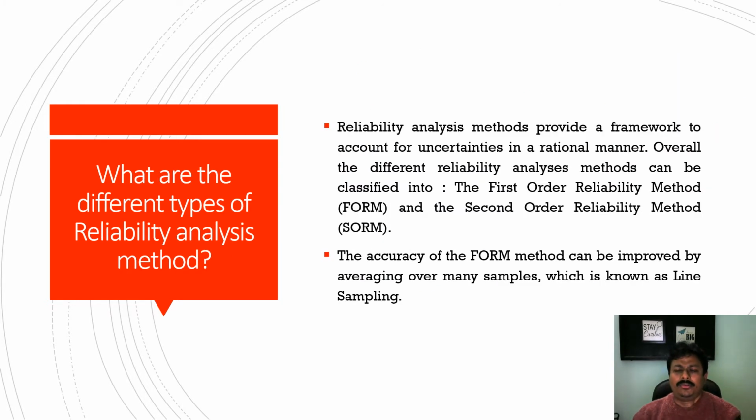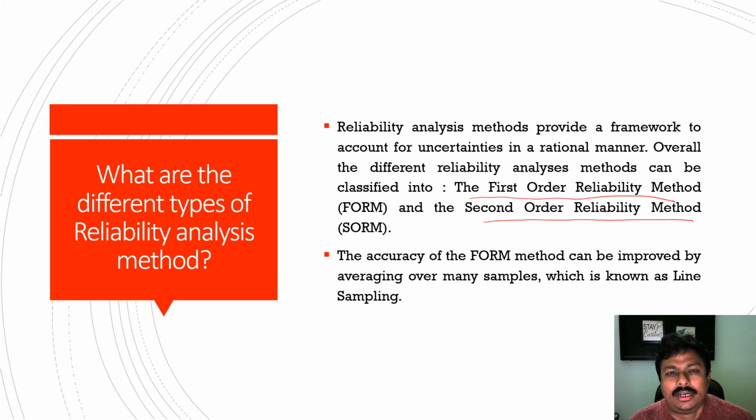Right? Now, other than all those four methods that I have already discussed, test retest, then inter-rater consistency, then split-half reliability, then rating reliability, there are other methods of reliability analysis. So there is the FORM method, first order reliability method, and another one is the second order reliability method, SORM. Now I will just discuss how you can analyze the reliability of a system with the help of the FORM or SORM method.